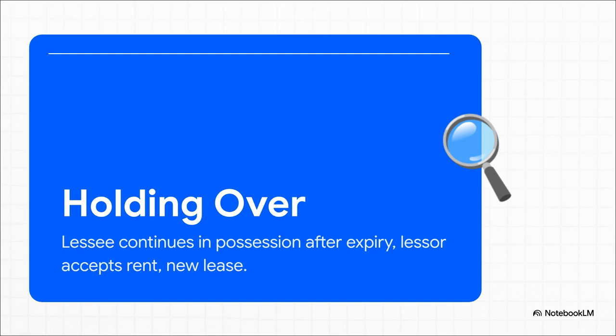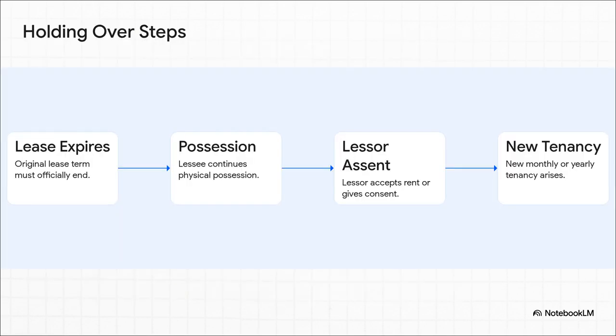Merely sitting in the property after the lease expires is not holding over. The legal magic only happens when the landlord acts, like formally accepting rent or actively giving assent that clearly signals their agreement to the tenant's continued possession. Let's walk through the essentials of this doctrine chronologically.